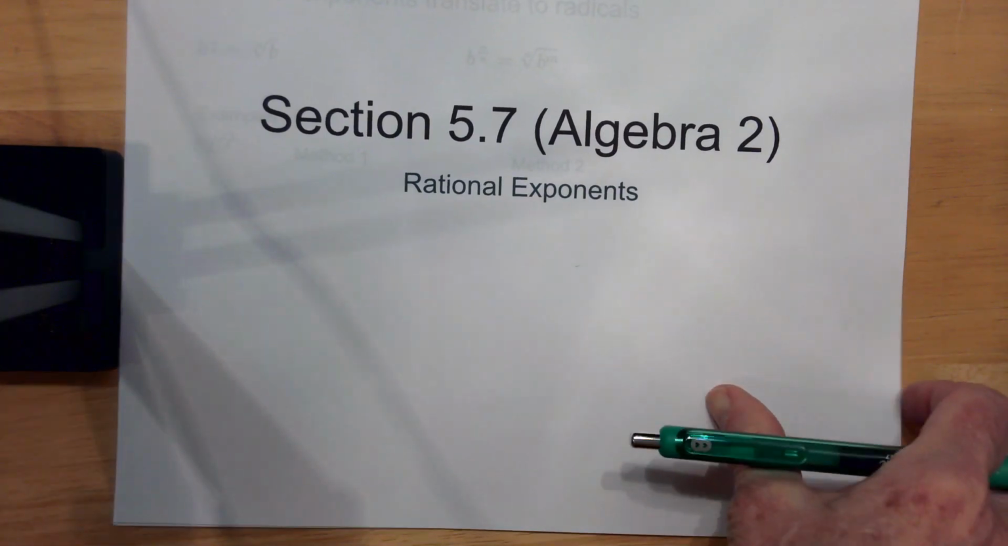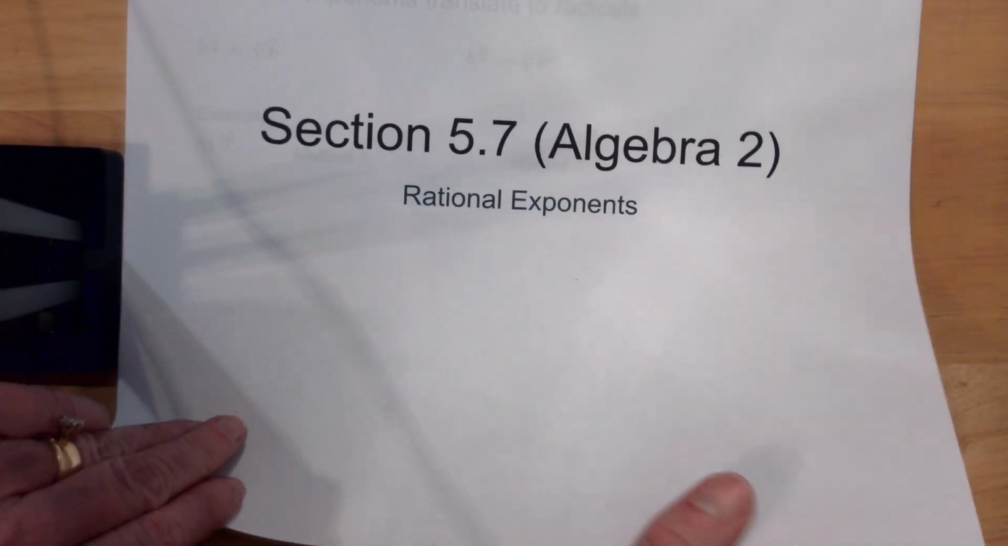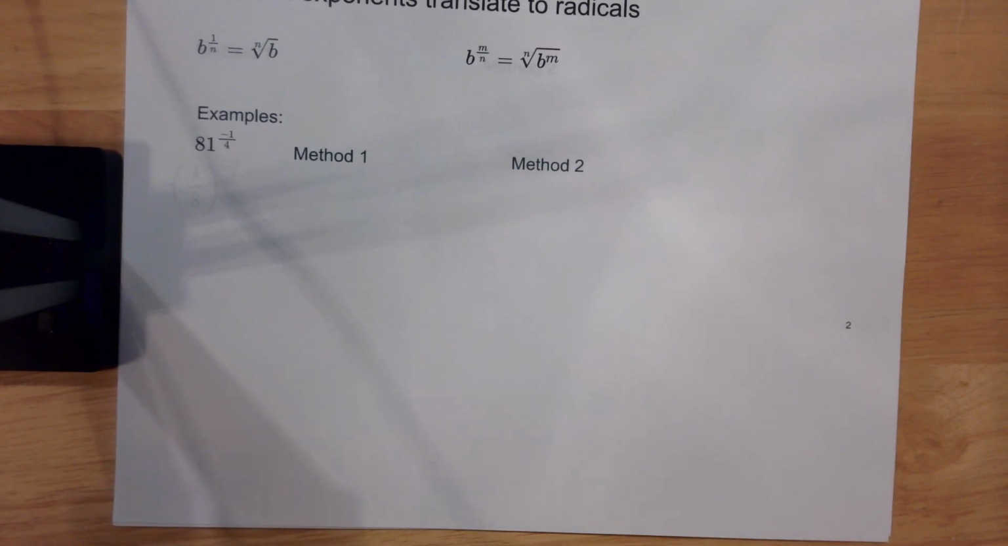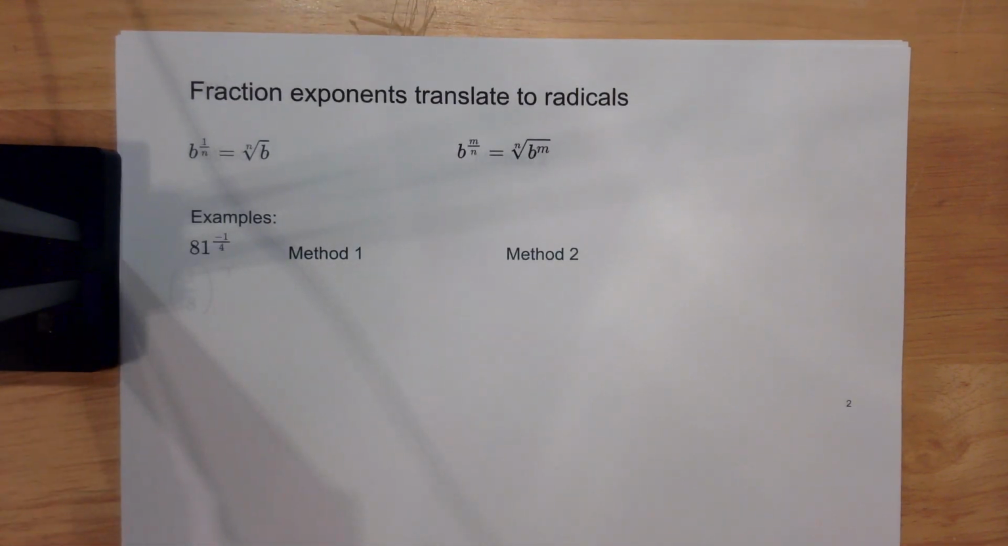Section 5.7 is on radical exponents. In other words, exponents that are fractions or negative fractions. There's a particular formula here that you need to get used to.